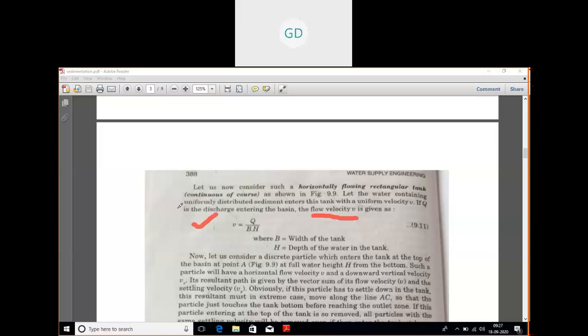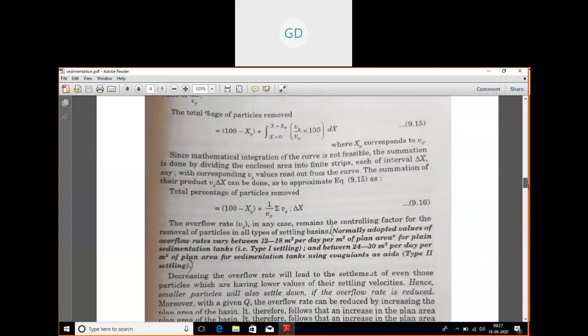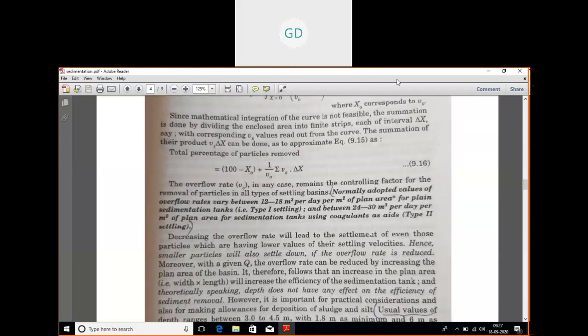Written. Okay, next you write down this blackish line. Okay, from here. Normally adopted values of overflow rates vary between 12 to 18 meter cube per day per meter square of plan area for plain sedimentation tanks, and between 24 to 30 meter cube per day per meter square of plan area for sedimentation tanks using coagulants as aids. Okay, you write down this line.